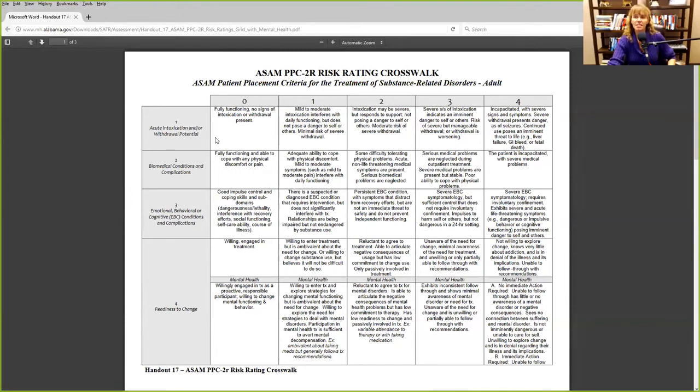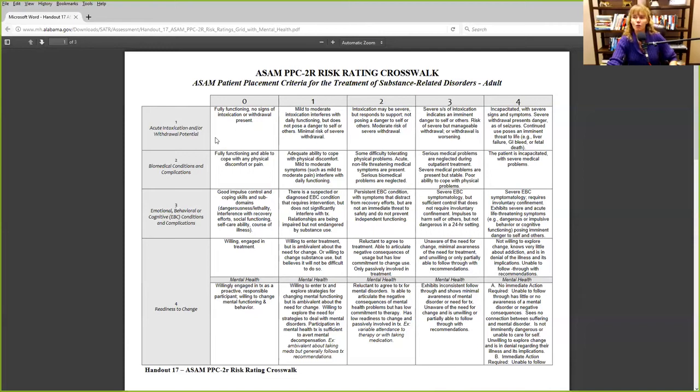Level 3, severe intoxication, imminent danger to self or others, risk of severe but manageable withdrawal, or withdrawal is worsening. So we're talking about substances obviously here. Level 3, again, we're looking at people who may also have some biomedical conditions that need to be monitored by medical personnel. HIV, hepatitis, some of those things we used to have concurrently in our clients that were in residential.